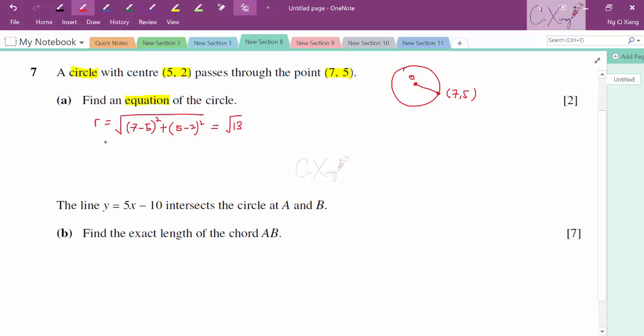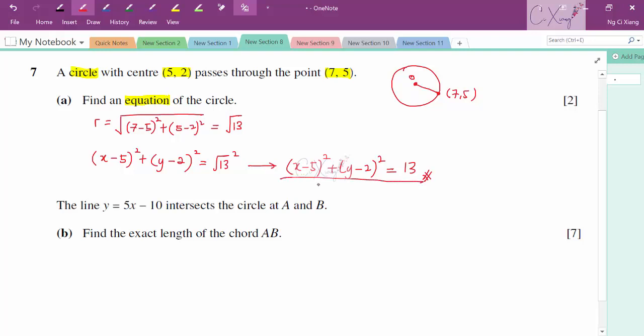Okay, then after that, I will substitute into the standard equation for the circle, where we are having x minus the x coordinate of the center squared plus y minus the y coordinate of the center squared, and we need to equate it with the radius squared. So if you want to further simplify it, you can rewrite it in this pattern. So x minus 5 squared plus y minus 2 squared equals 13. So this is how we get the equation of the circle.